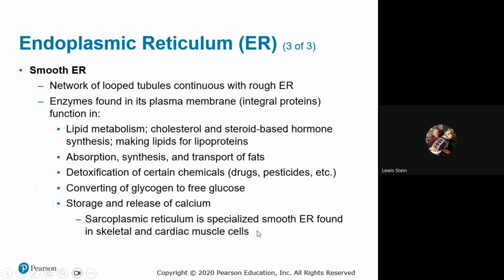And so drugs, pesticides, all types of stuff you come in contact with, that's our body. As long as it's not overly abundant, we can control it. Glycogen, a storage material, will convert to glucose.